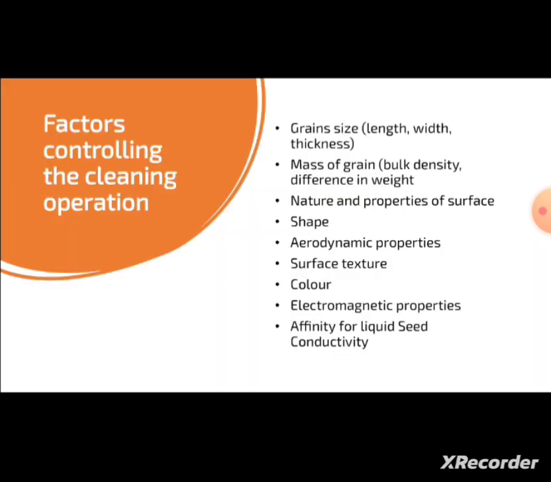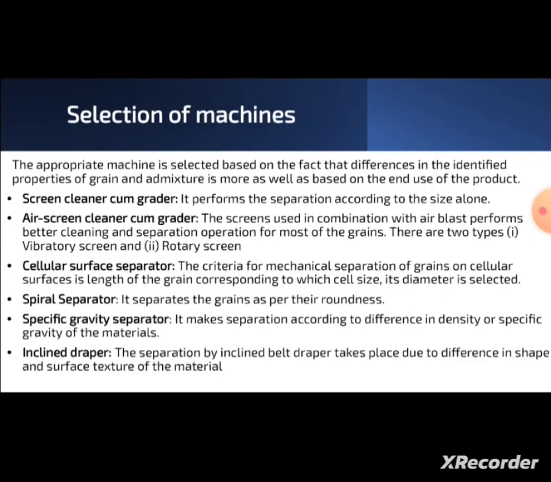So there are certain factors controlling the cleaning operations like grain size, grain length, grain width, thickness need to be considered, and mass of grain, nature and properties of surface, shape, aerodynamic properties of the grains, surface texture, color, electromagnetic properties. So these are the certain factors controlling the cleaning operations. So while selecting the machines, there are certain factors that need to be considered, and differences need to be followed.